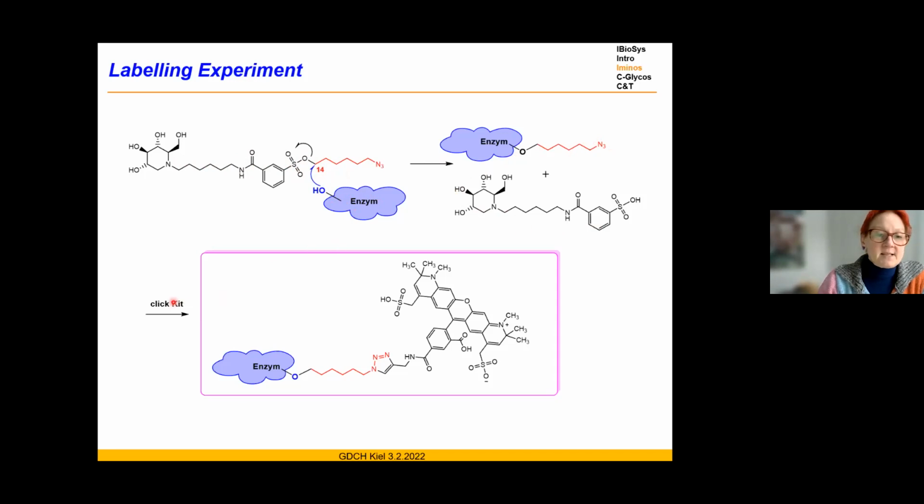And then in a second step, we use a commercially available click kit, and by click chemistry we put the fluorophore on in order to be able to measure and quantify our labeling.